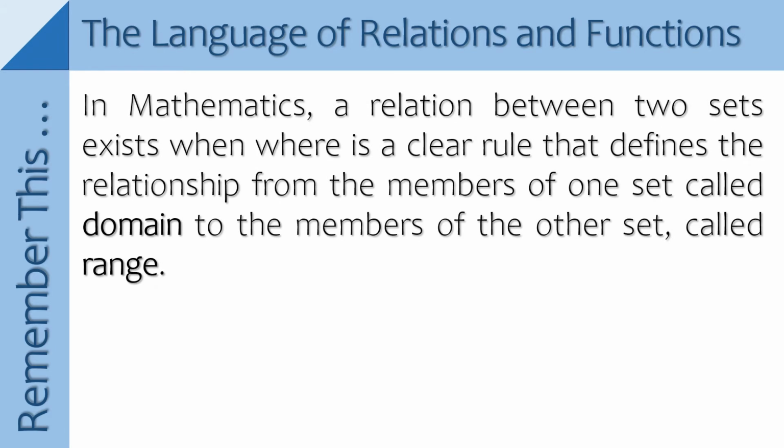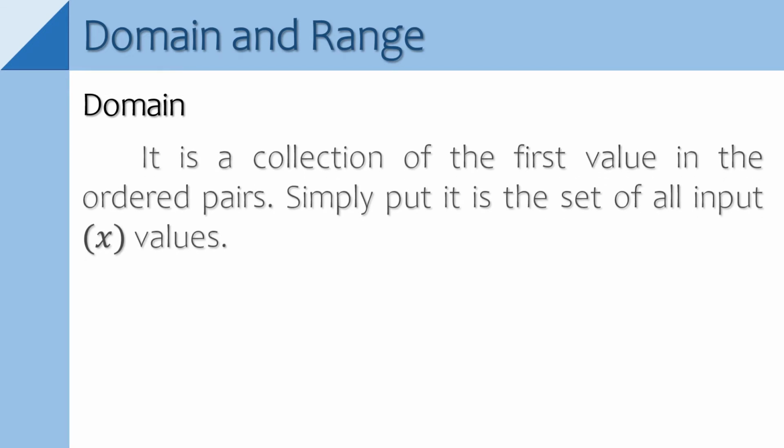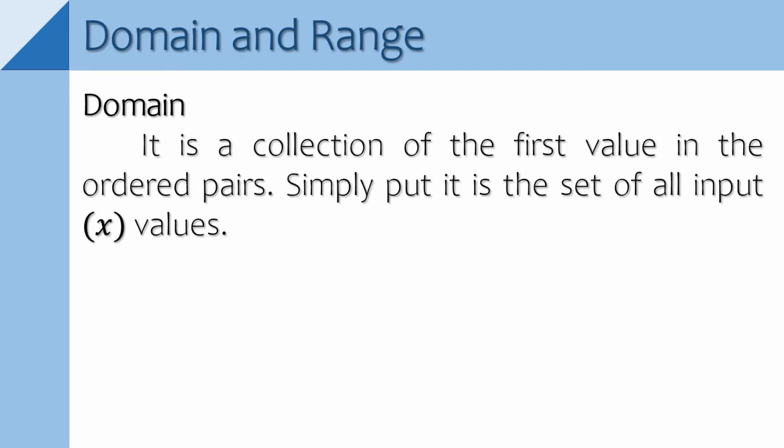In mathematics, a relationship between two sets exists when there is a clear rule that defines the relationship from the members of one set, called the domain, to the members of the other set, called the range. In relations and functions, these two terms are very important: the domain and the range. The domain is a collection of the first values in the ordered pairs. Simply put, it is the set of all input x values.